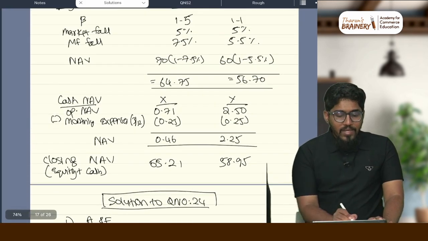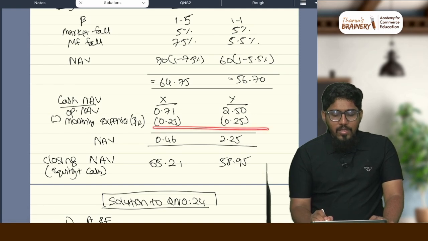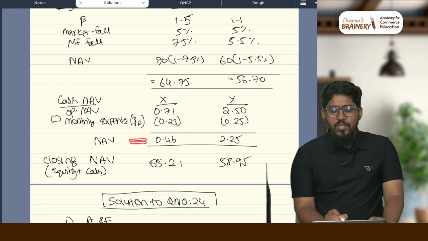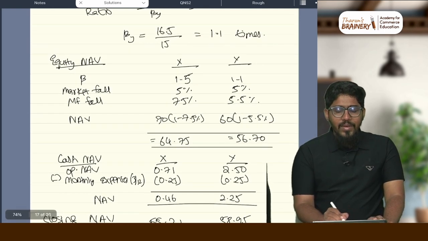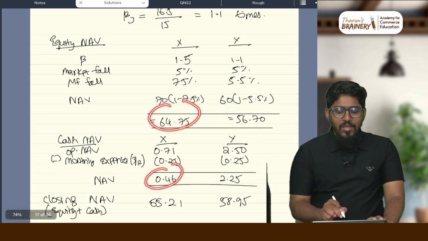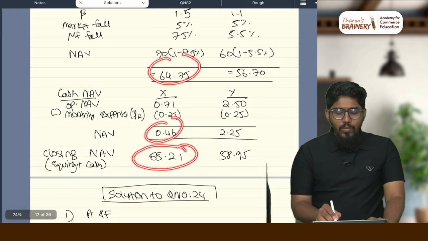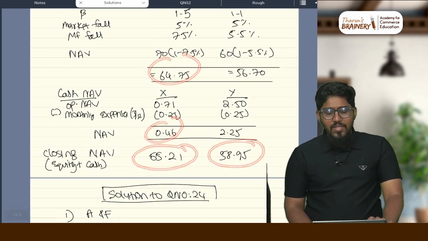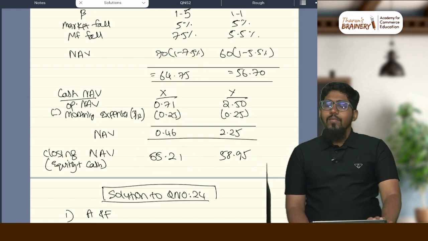So what is my opening NAV for cash? 0.71. How much is my monthly expense? 0.25. So what is my cash NAV? This much. But what is my closing NAV, sir? My equity NAV plus cash NAV. So it is 65.21 and it is 58.95. So that is the closing NAV. Are you all with me?